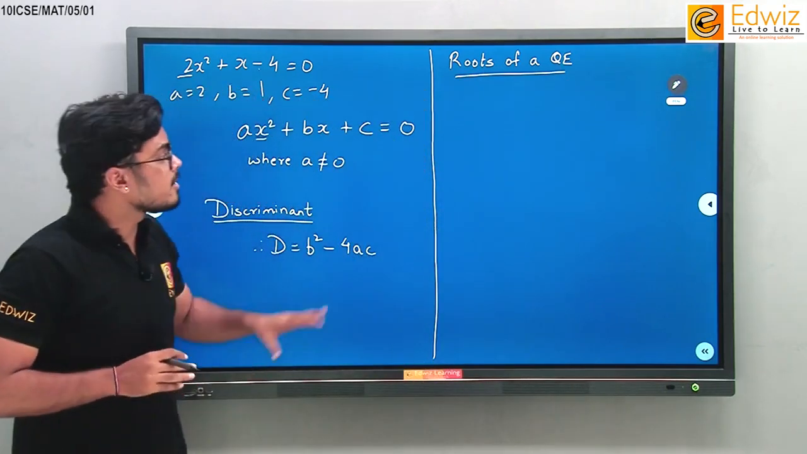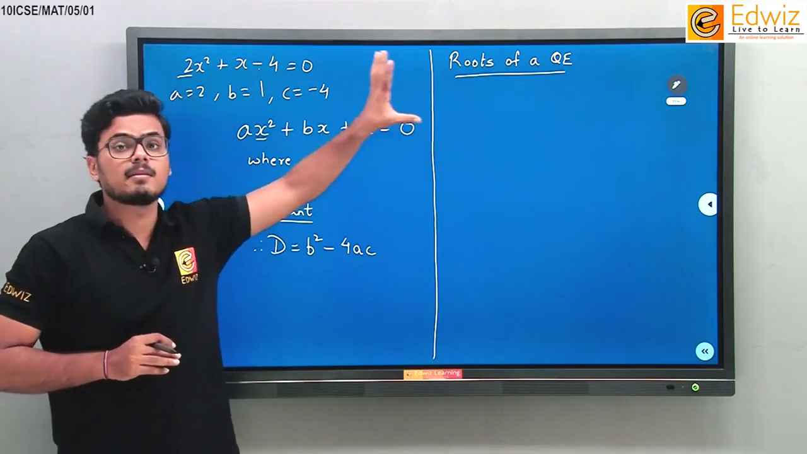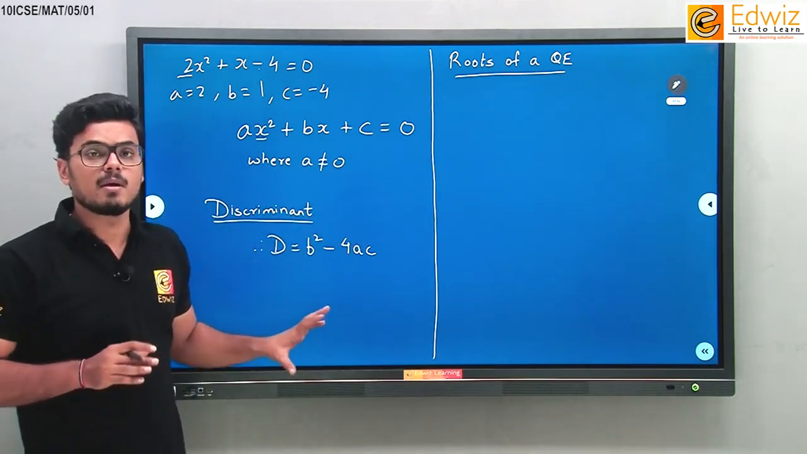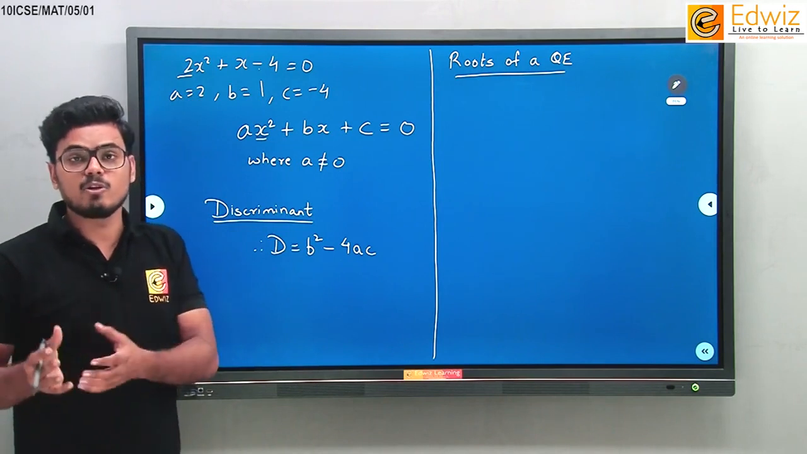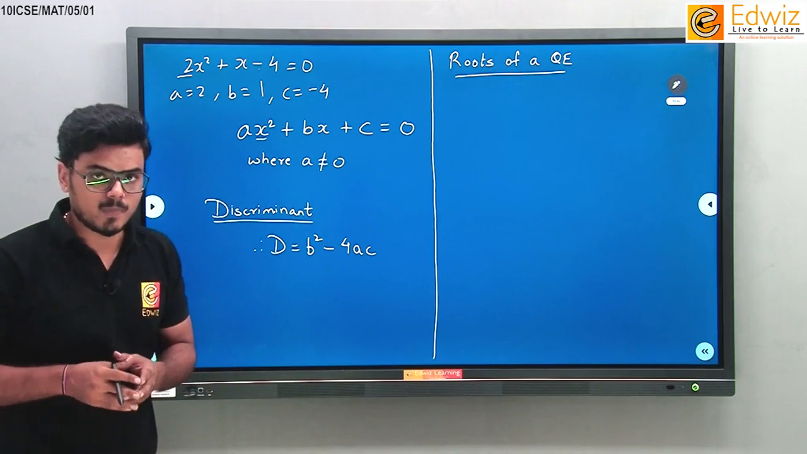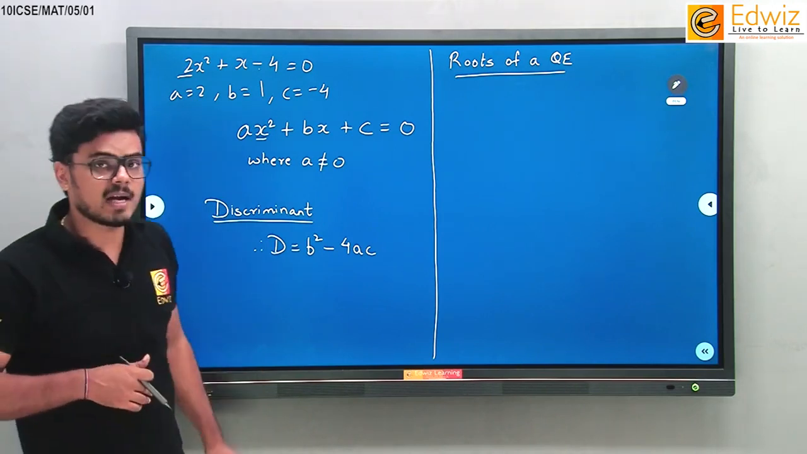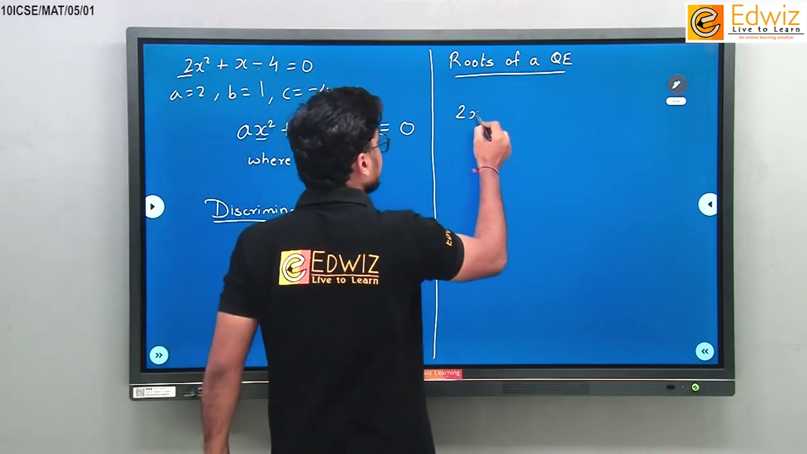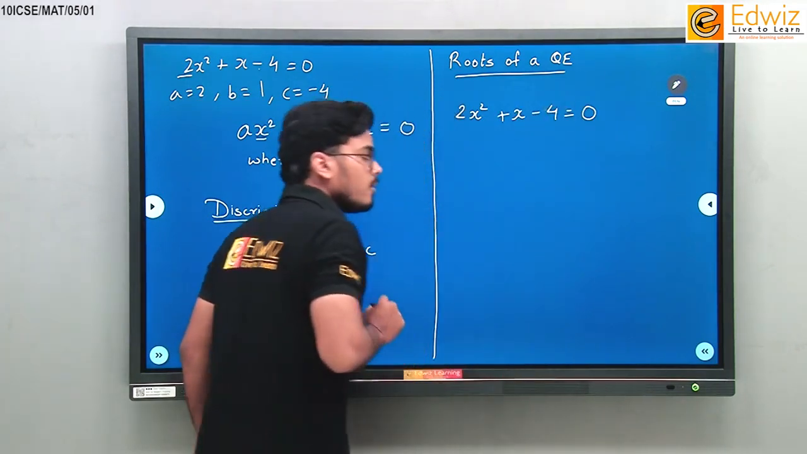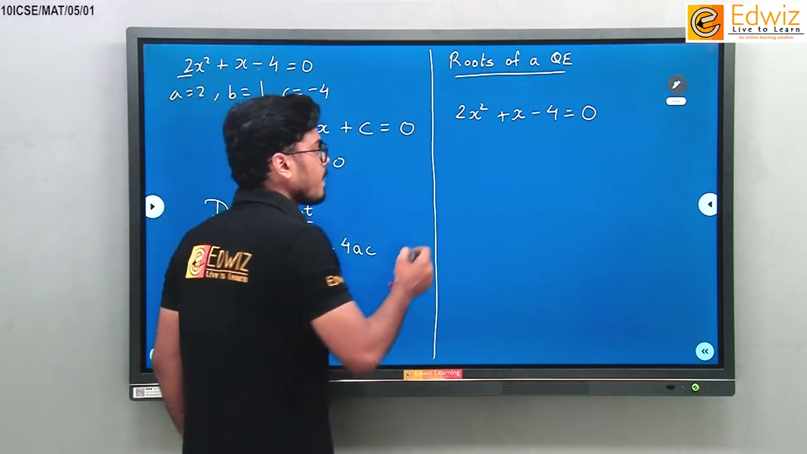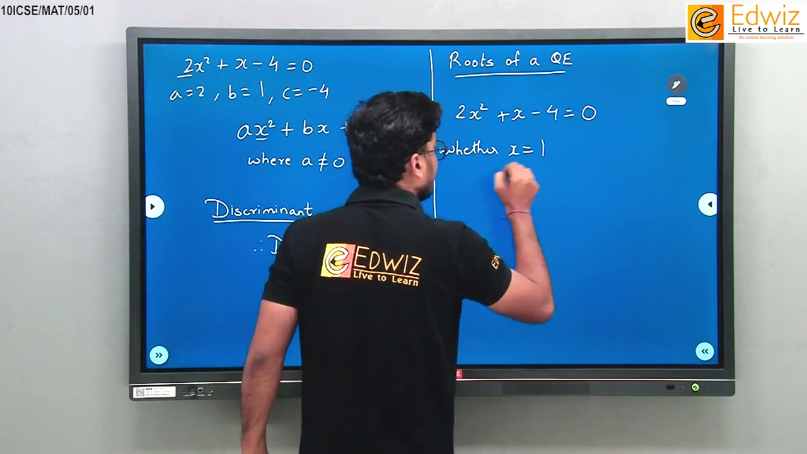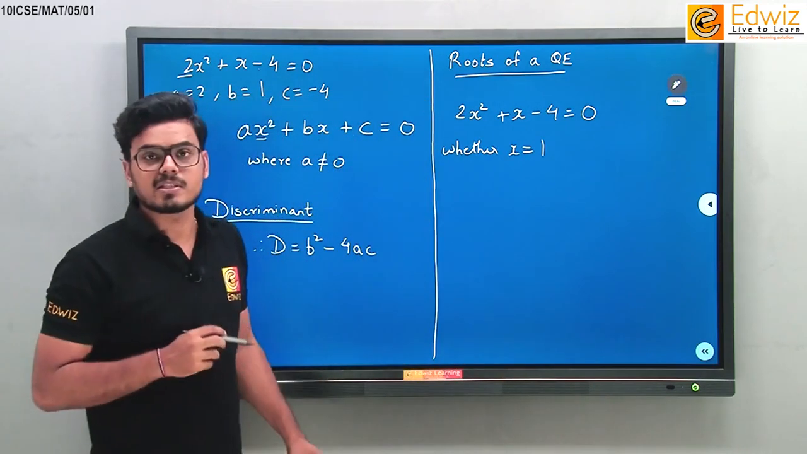Now, the word roots just means the solution of the quadratic equation. We are not finding out the solution, but we can check whether a particular constant is a solution of this quadratic equation or not. For example, in the same quadratic equation, 2x square plus x minus 4 equal to 0, if I need to check whether x equal to 1 is a root of this quadratic equation or not.